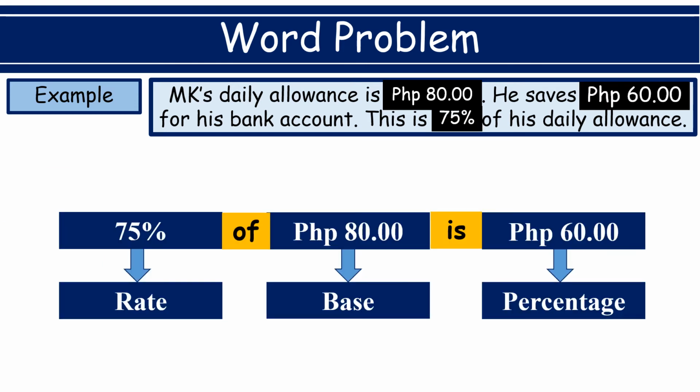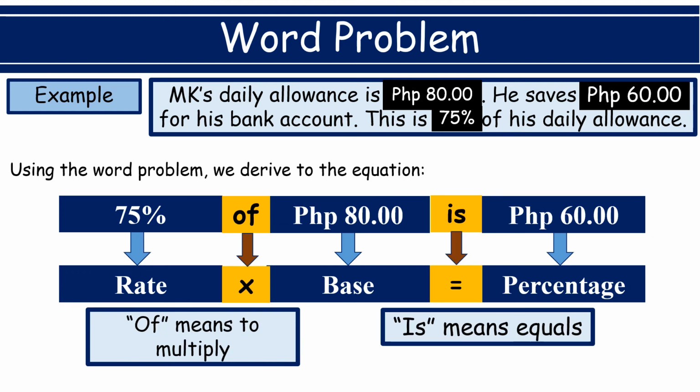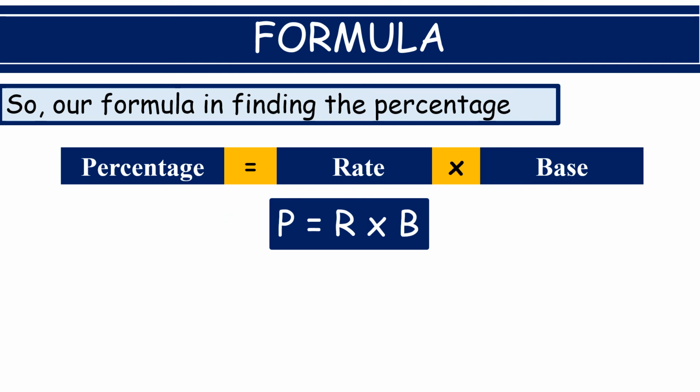Using the word problem, we can derive the equation 75% of 80 pesos is 60 pesos. 75% is our rate, 80 pesos is our base, and 60 pesos is our percentage. Of means to multiply. Is means equals. So, our formula in finding the percentage is percentage equals rate times base, or P equals R times B.